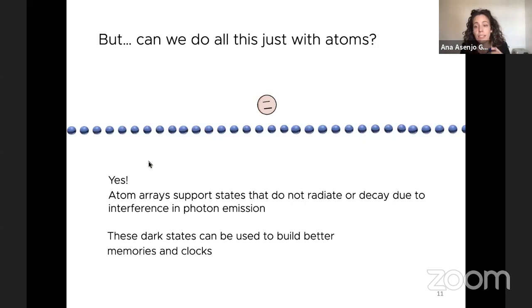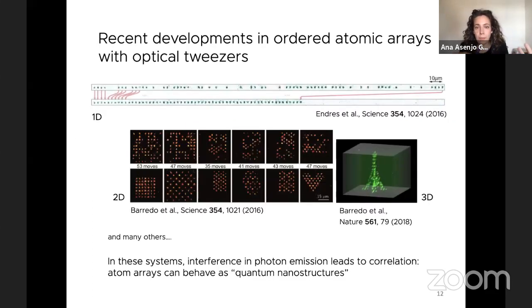And although I won't talk about this today, dark states are interesting because these are states that are naturally protected from dissipation. So one can harness them to build better quantum memories and to improve the signal-to-noise ratio in atomic clocks. Okay, so why is this relevant now?